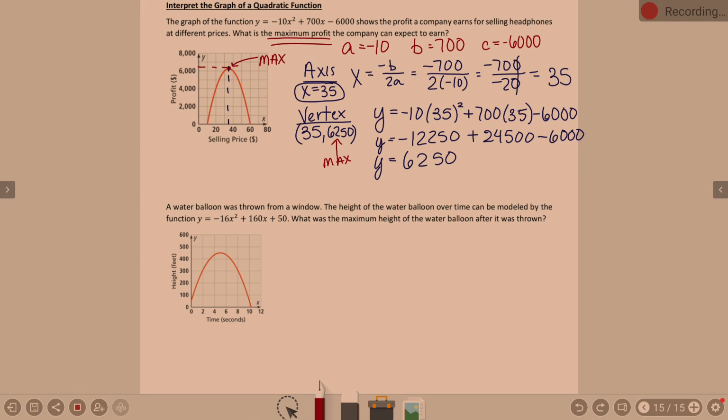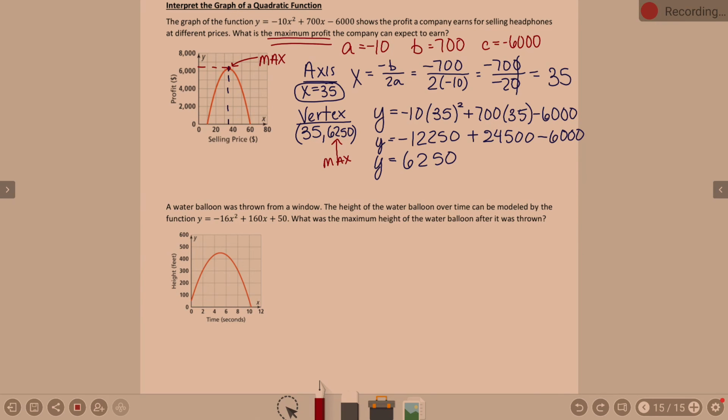That makes sense. And when do they earn $6,250? How many do they have to sell? Selling 35, right? Or excuse me, selling the items at $35. Sorry, I forgot what it was. So when they sell the items at $35 each, they will maximize their profit and make $6,250.